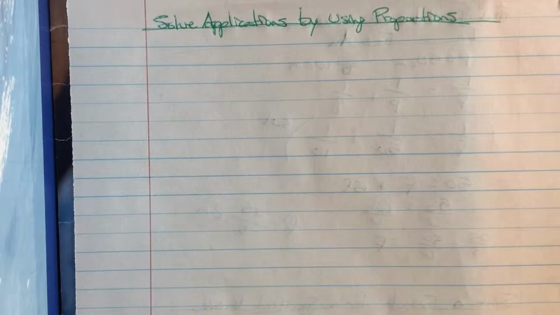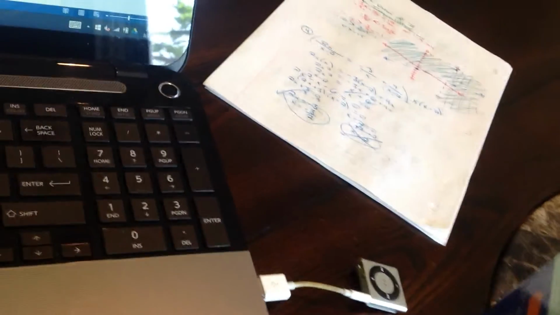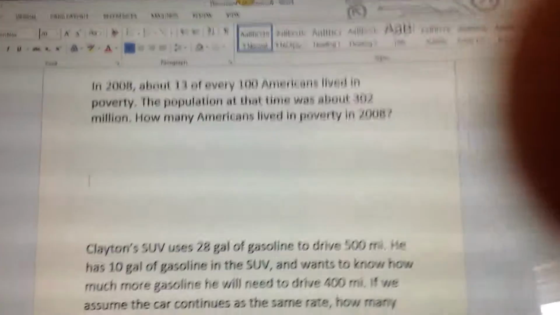Solving applications by using proportions. So we're going to do two problems. So, first off, I can get this situated.